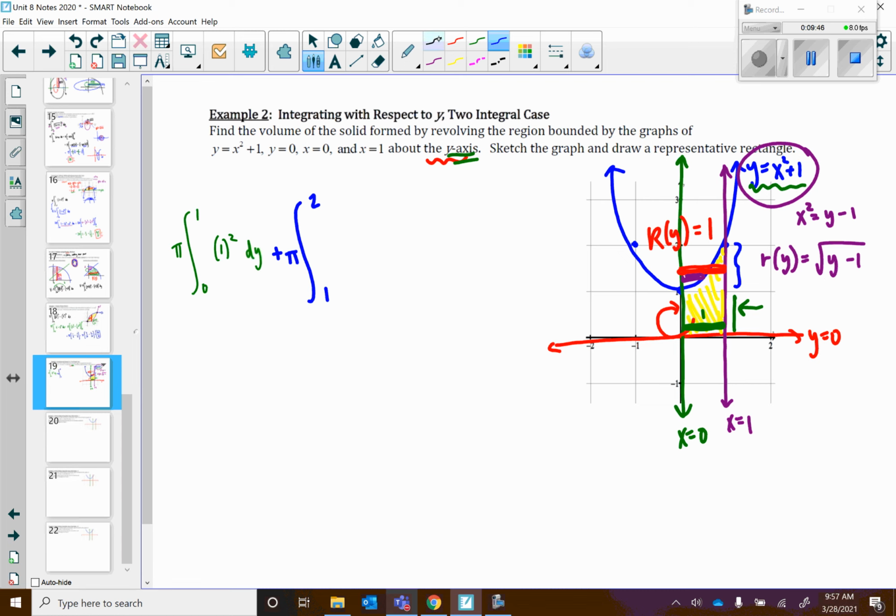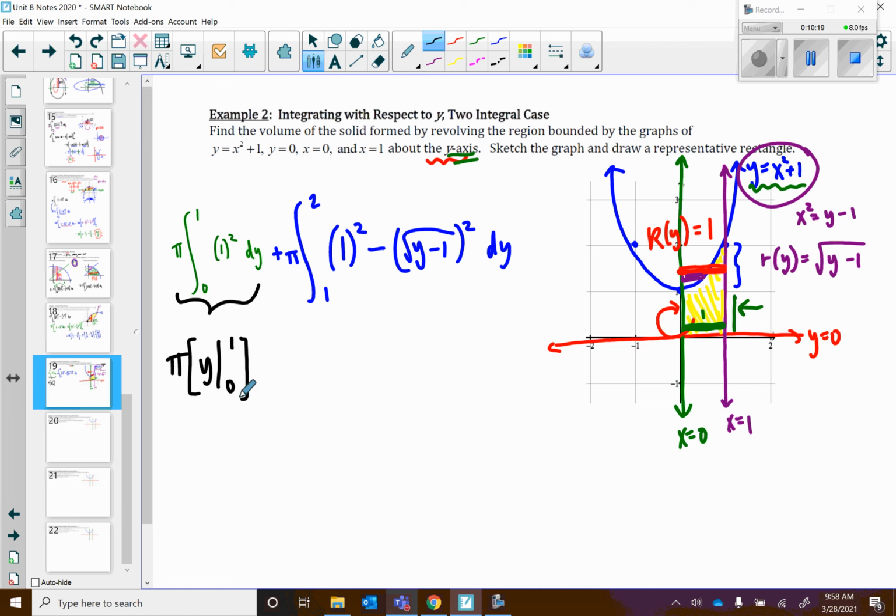So I have big radius squared, 1 squared, minus little radius squared, the square root of y minus 1 squared, with respect to y. And now I can evaluate. I've set it up in two pieces. For this first one, 1 squared is just 1. The antiderivative of 1 would just be y. I have pi times y evaluated from 0 to 1. We'll get there in a moment.